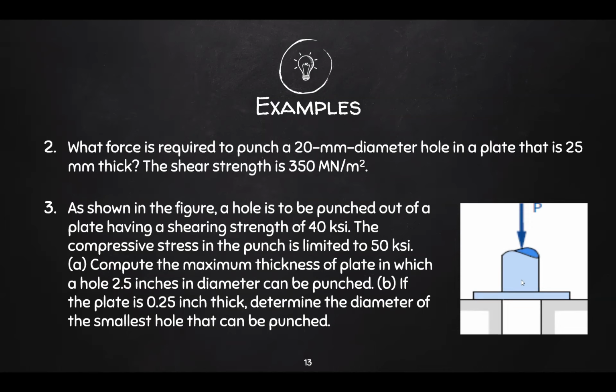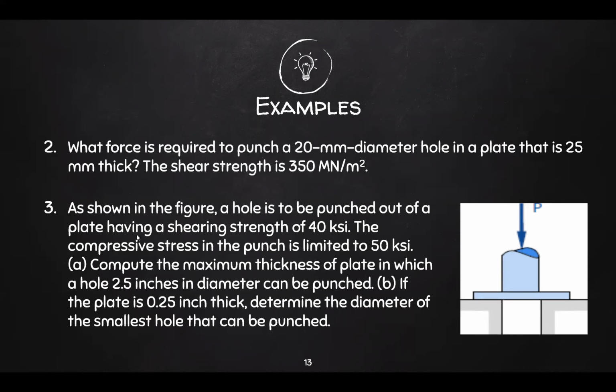We have this punch, a cylinder, and we need that to punch a hole on this sheet. And the question is just asking for part A, what should be the thickness, and then for part B, what should be the diameter, given your working stresses. Okay? So now let's write the given.